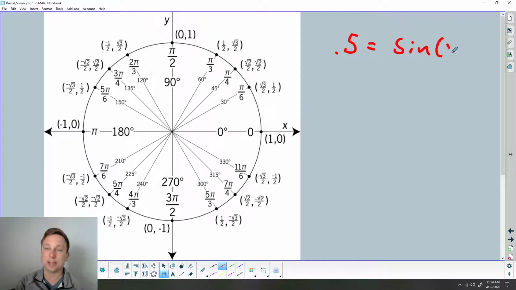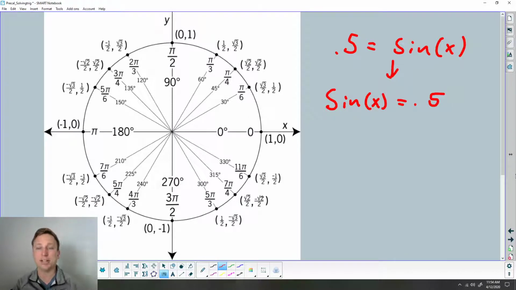Now in all the examples from here, just one note, we're going to put the trig function first. So we're going to say, when does sine of x achieve a value of 0.5? It doesn't matter which way we do this. We're just going to put the trig function first always.